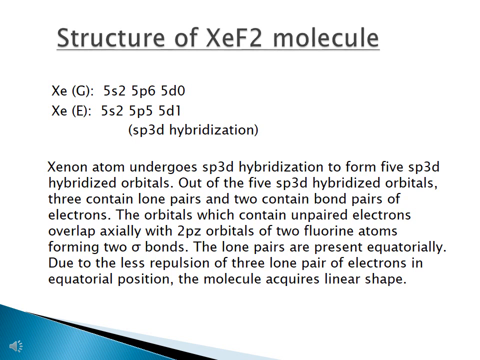The orbitals which contain unpaired electrons overlap axially with the 2pz orbitals of 2 fluorine atoms, forming 2 sigma bonds. The 3 lone pairs are present equatorially. Due to the less repulsion of 3 lone pairs of electrons in equatorial position, the molecule acquires linear shape.